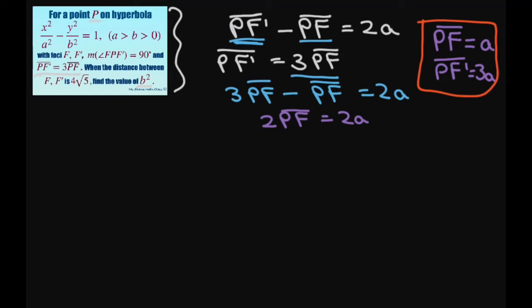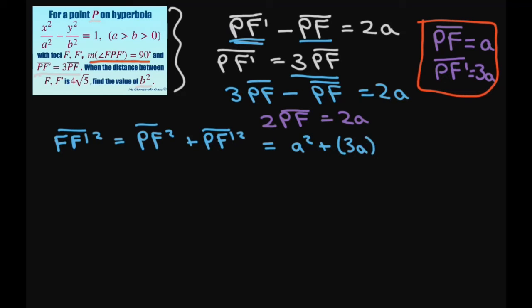All right. Now, we also have the measure of our angle FPF prime is 90 degrees. So that means if it's 90 degrees, we can use the Pythagorean theorem. So we can use FF prime squared equals PF squared plus PF prime squared. All right. So this is going to mean we have A squared plus 3A squared equals 10A squared.